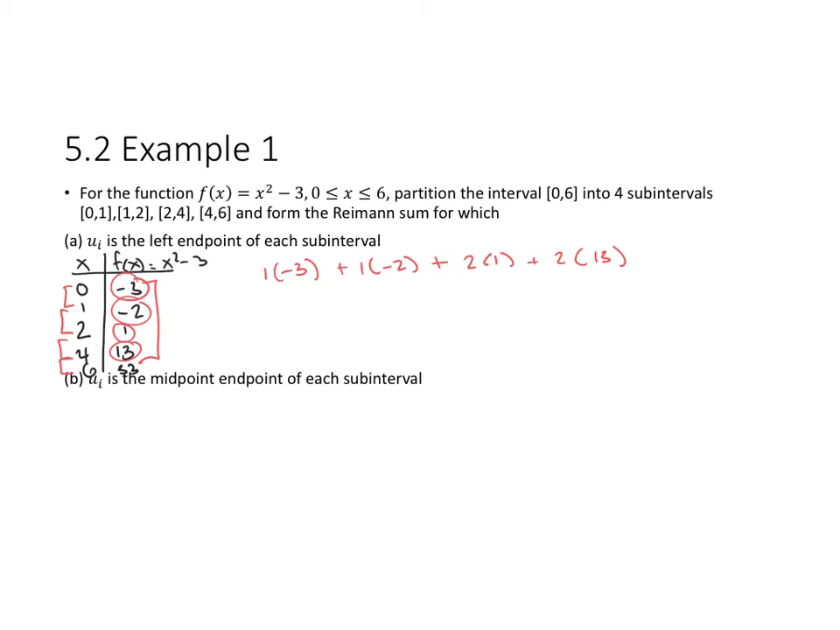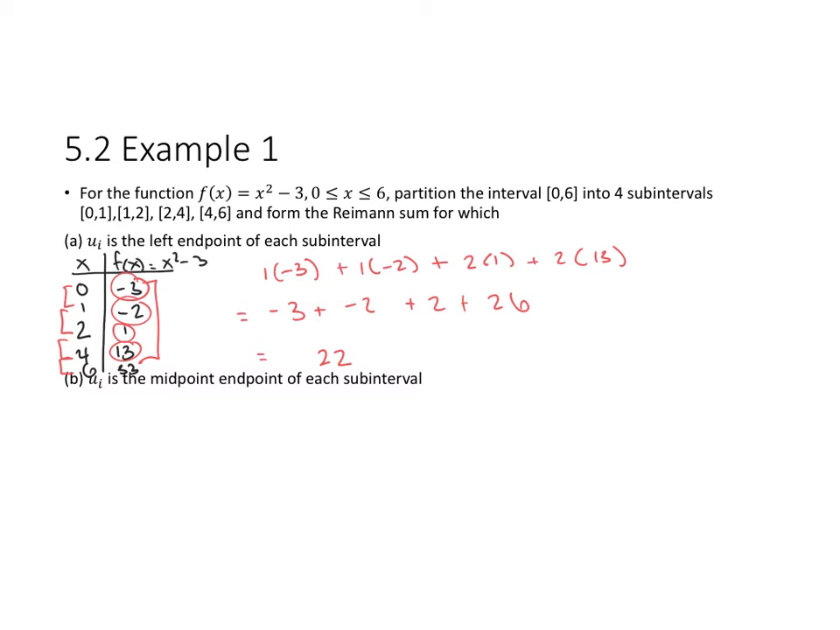Notice I have 5 numbers that I have written down here on my XY table, but I only use the first 4 when I'm making 4 intervals, 4 subintervals, and I use the first 4 when I'm making the left. We're going to use the last 4 when I'm making the right. So let's continue, and then I'll show you about the right. So we have -3 plus -2 plus 2 plus 26. So we're going to get 22.